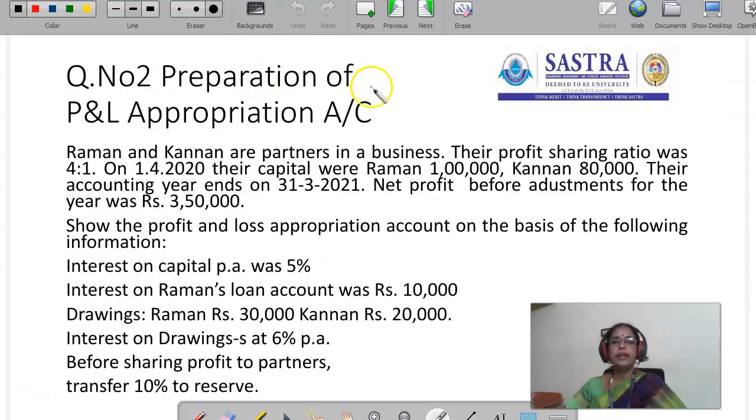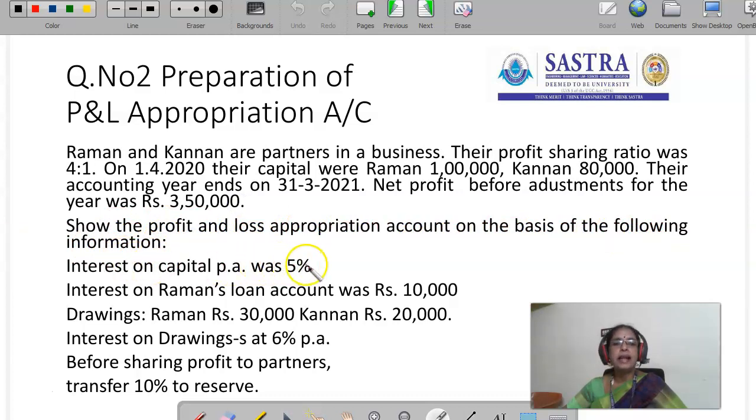Question number 2, preparation of P&L appropriation account. Raman and Kannan are partners in a business. Their profit sharing ratio was 4:1. On 1/4/2020, their capitals were Raman 1 lakh, Kannan 80,000. Their accounting year ends on 31/3/2021. The net profit before adjustment for the year was rupees 3,50,000. Show the P&L appropriation account on the basis of the following information.